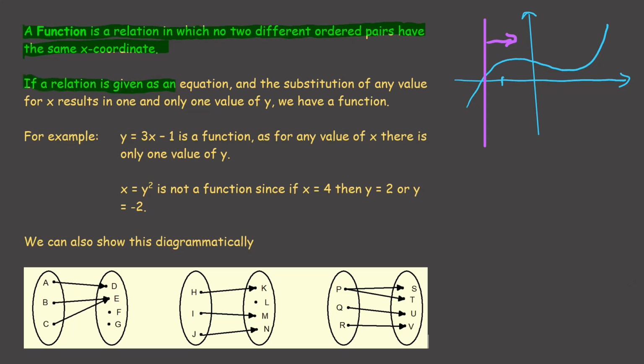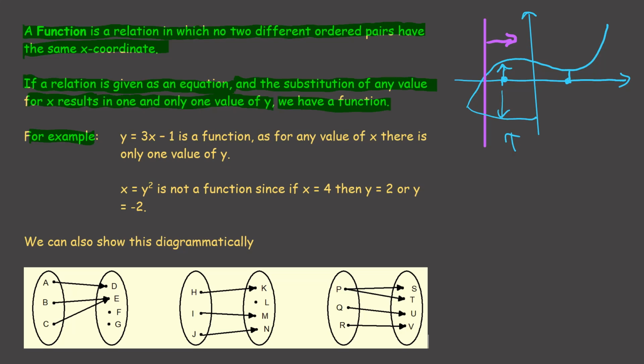If a relation is given as an equation and the substitution of any value for x results in one and only one value of y, we have a function. And that's precisely what would happen here. Now, on my graph, we've got 2 different values of x which give the same y, but that's not what matters. What matters is that each x value, when you put it in, gives us one and only one y value. So you don't have another part of the curve down here, for example.